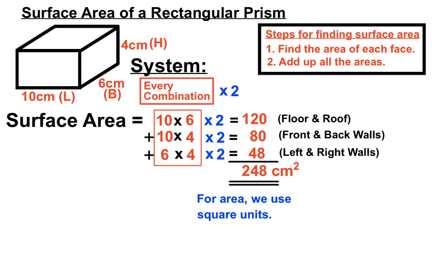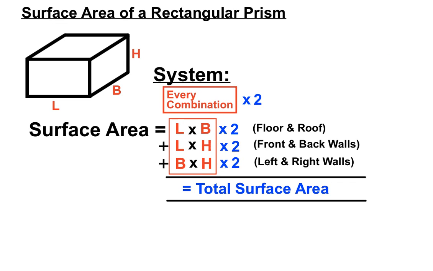So fancy system, I think. It's a bit of a shortcut. I like it. Hope you do too. So that's our system. We multiply every combination by 2 and we add it up at the end. But we make sure that we've covered every face of that prism in our calculations. Hope that helps. I hope you like my system too.